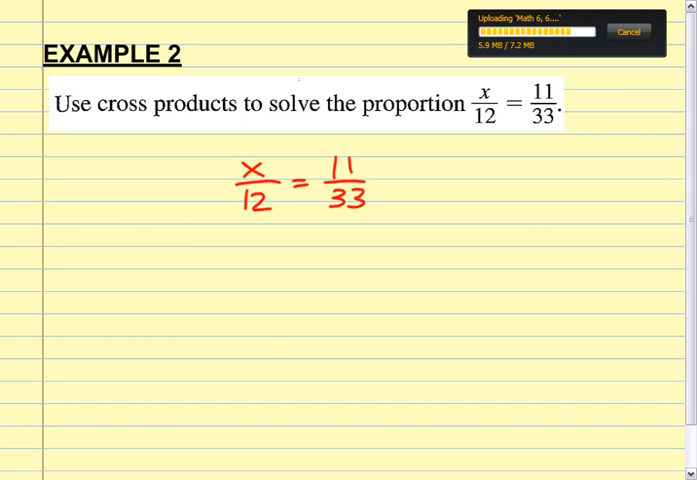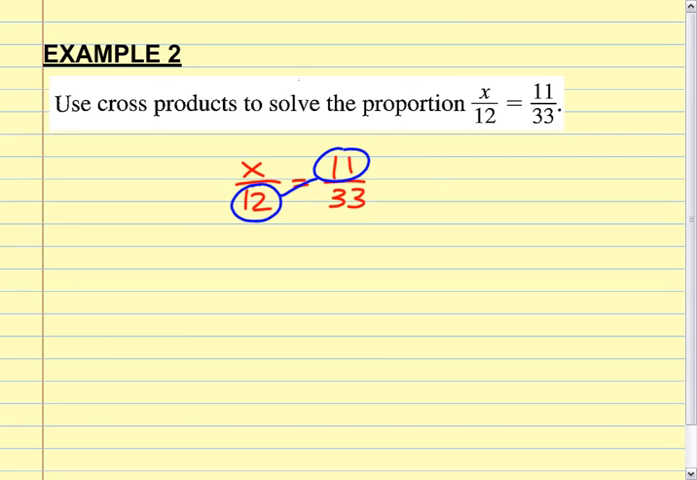12 times 11. Now, Evan says, let me multiply the two numbers that are across from each other, right? And what does that give me? What is 12 times 11? Anyone have that off the top of their head? Daniel does. Daniel, what do you get? 132.